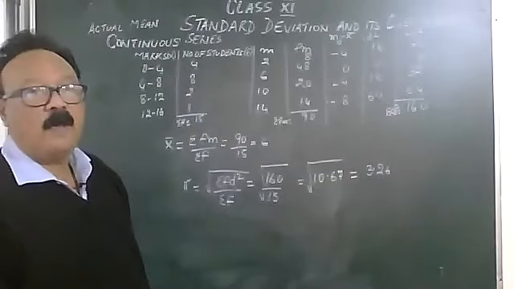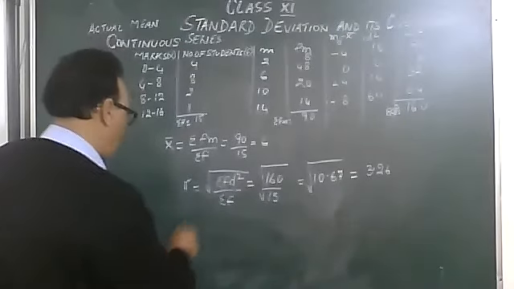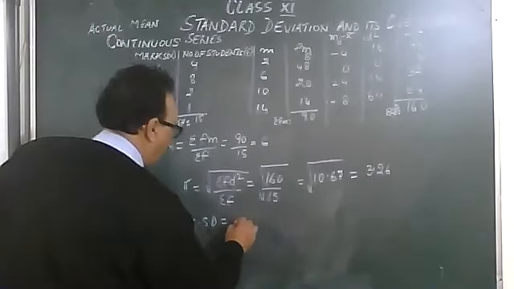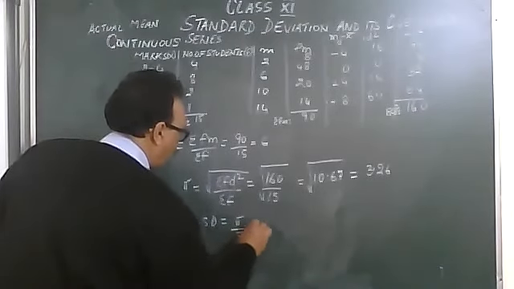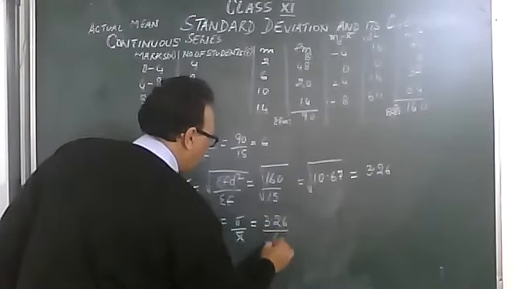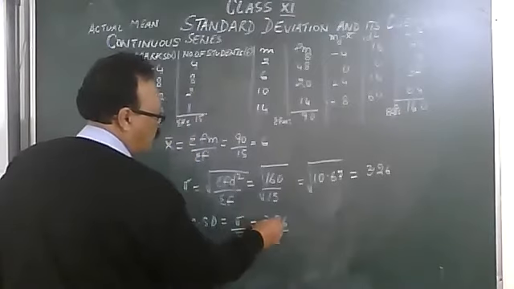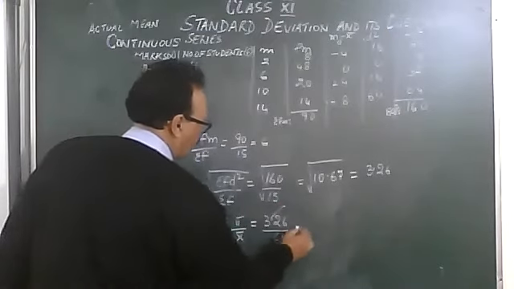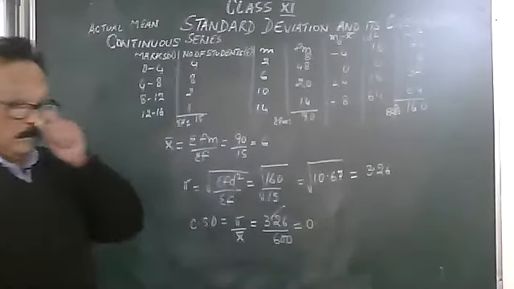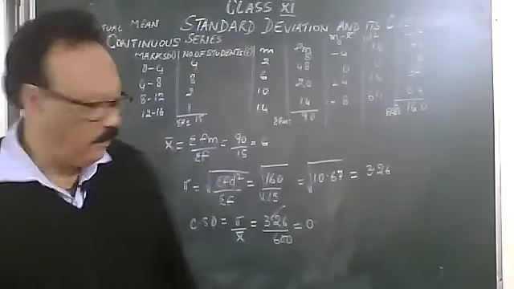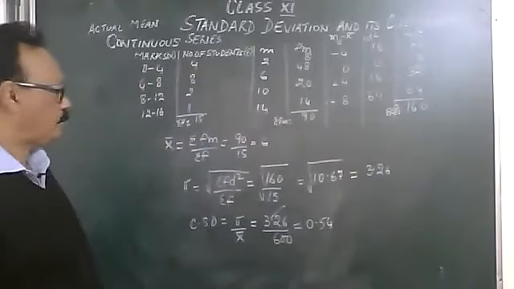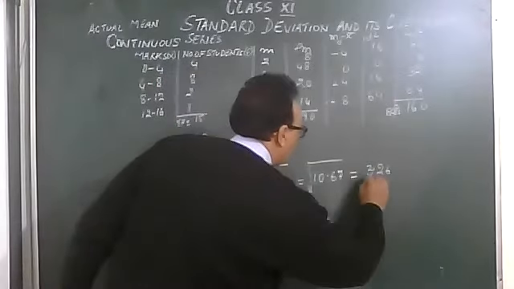Got it? Now we have to find the coefficient of standard deviation, which is equal to standard deviation upon mean. Standard deviation is 3.26. The mean is 6. To get rid of these two decimals, put 2 zeros. So you will get 0.54. So this is your answer. This is your answer.